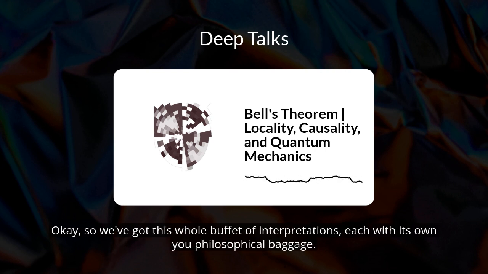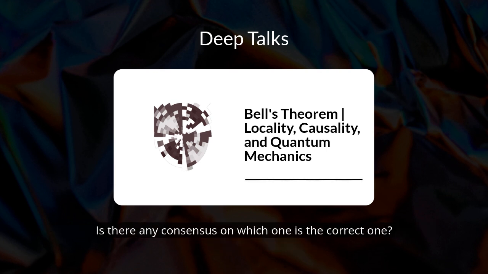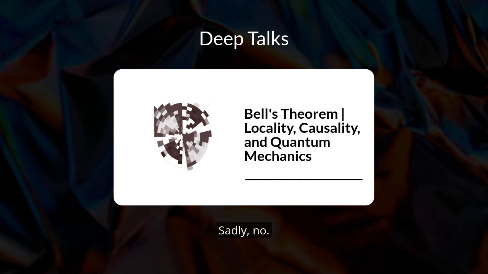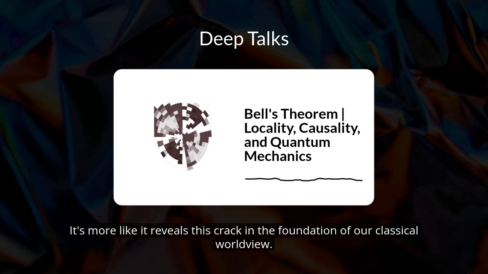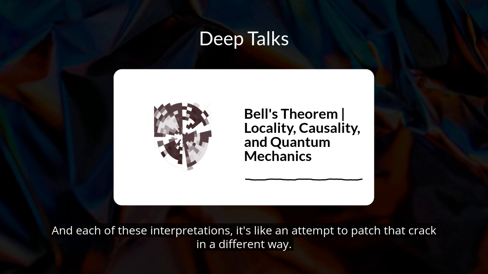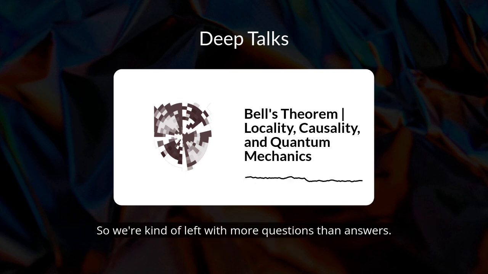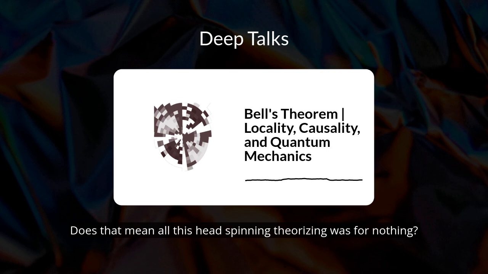Okay, so we've got this whole buffet of interpretations, each with its own philosophical baggage. Is there any consensus on which one is the correct one? Sadly, no. Bell's theorem doesn't give us a neat and tidy answer. It's more like it reveals this crack in the foundation of our classical worldview. And each of these interpretations is like an attempt to patch that crack in a different way. So we're kind of left with more questions than answers. Does that mean all this head-spinning theorizing was for nothing?